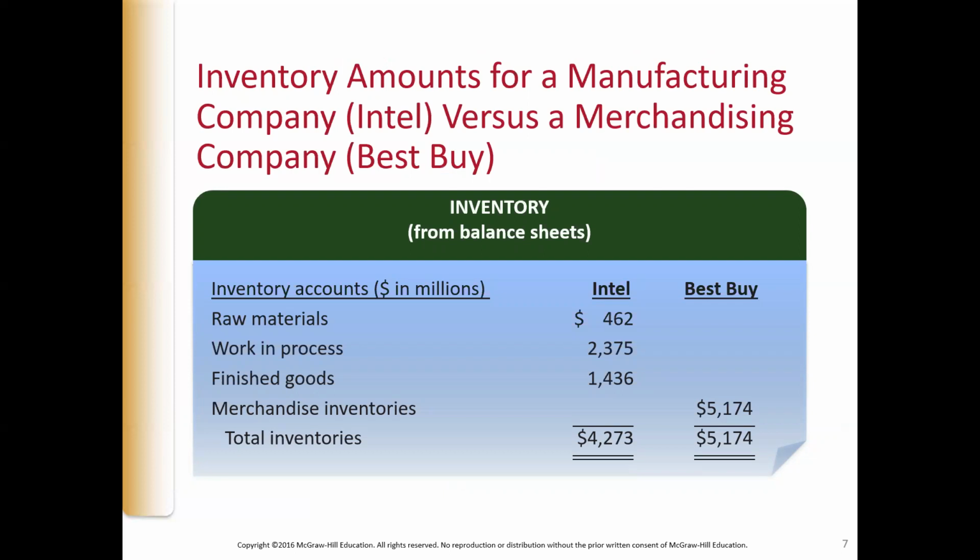So here you see a partial balance sheet showing how the inventory looks for a manufacturing company, Intel, how they show raw materials, work in process, and finished goods. And then you also see Best Buy, which is a merchandising company, how they just have inventory already completed.